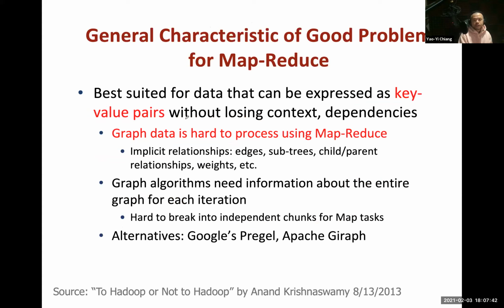So general characteristics of good problems for MapReduce: works for data that can be expressed as key value pairs without losing context or dependencies. So for example, if you have graph data, nodes, link, this will be difficult to be represented as key value pairs. So graph data is not really something MapReduce would be able to handle well. There are other alternatives that you can use for graph data.